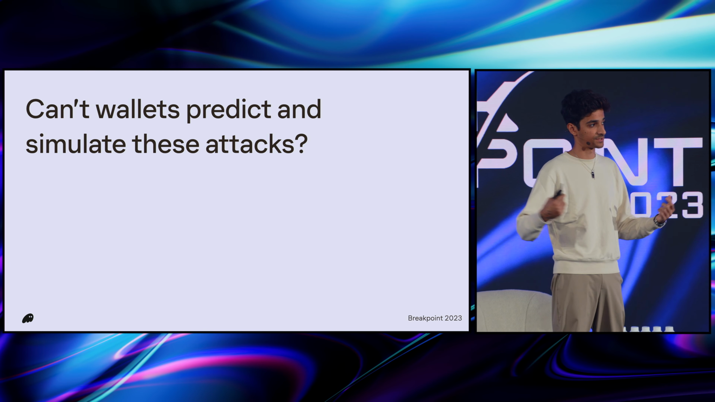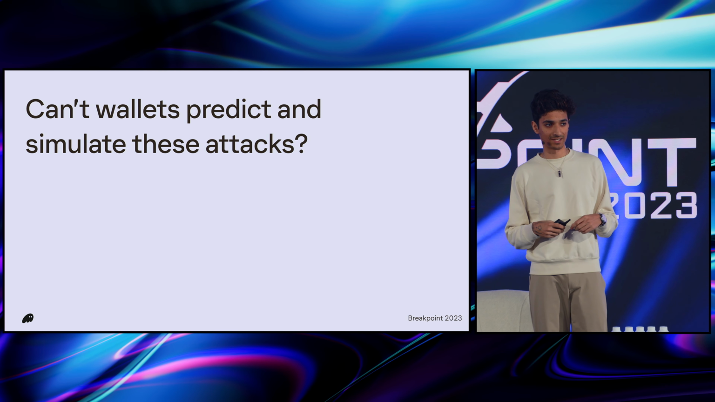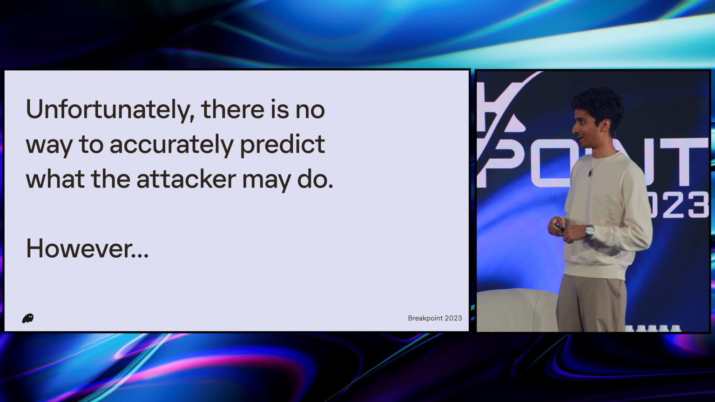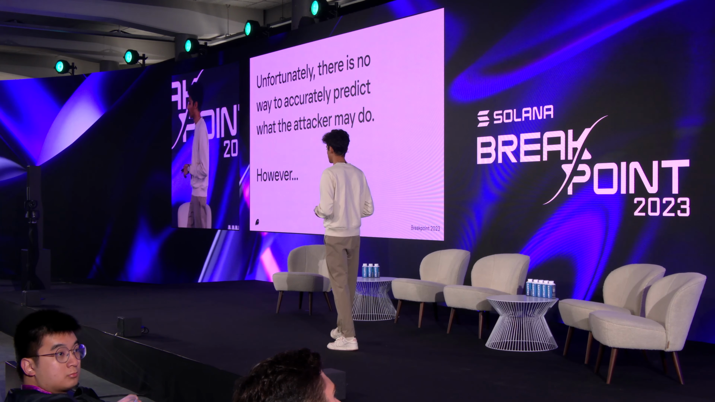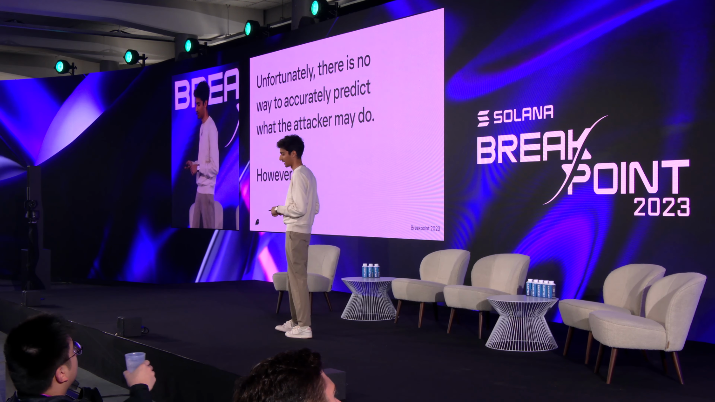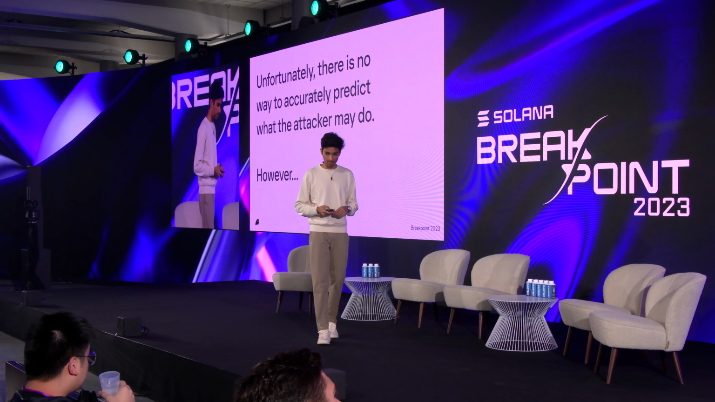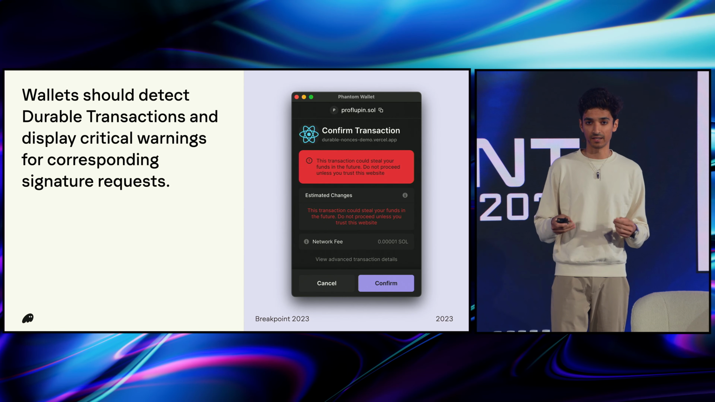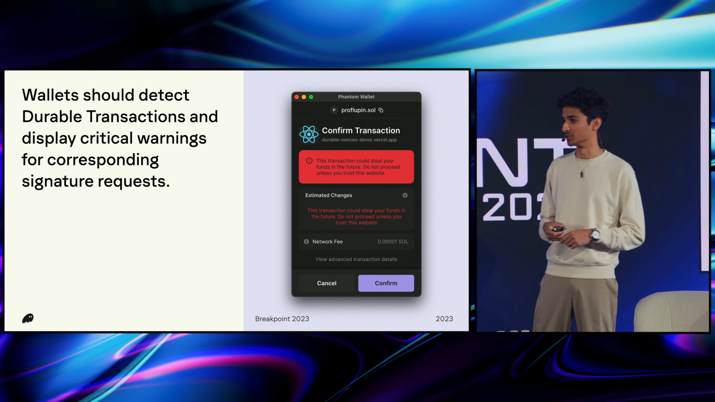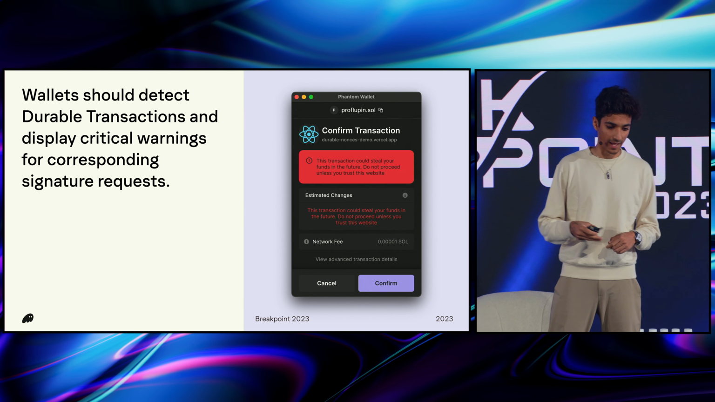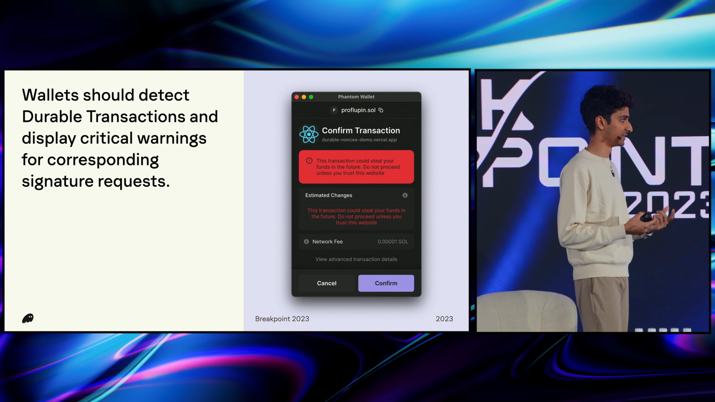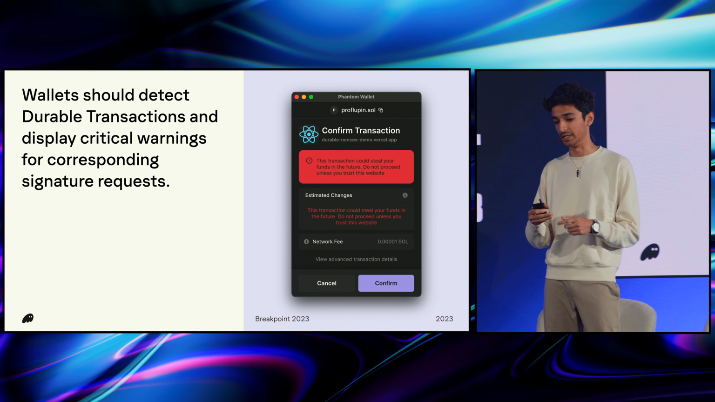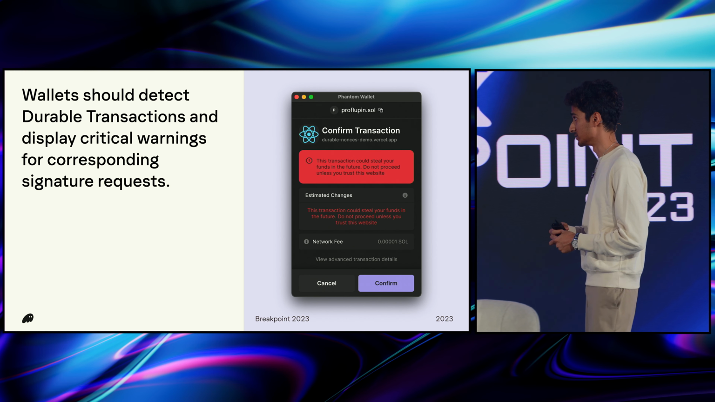So the next question is, can't wallets predict this and simulate these attacks in advance? And unfortunately, there is no easy way to accurately predict what the attacker may do. But there is something that wallets can do. So wallets can detect if the user is getting a request using durable transactions and display critical warnings for corresponding signature requests. So currently, most wallets in the ecosystem already show these warnings for durable transactions.